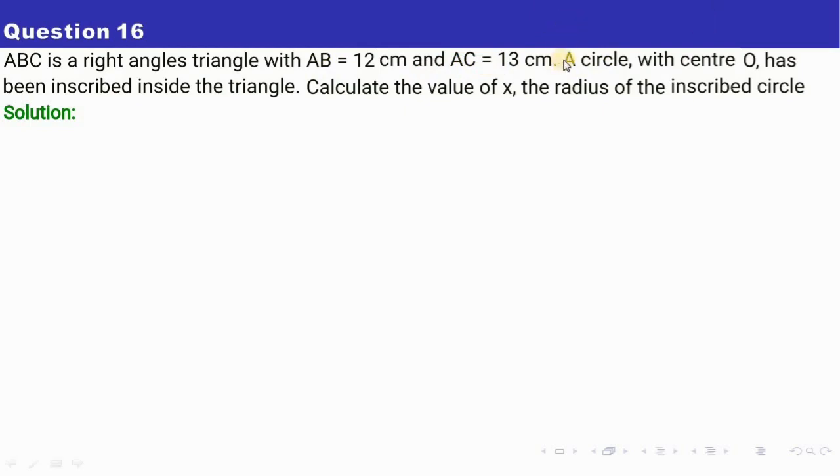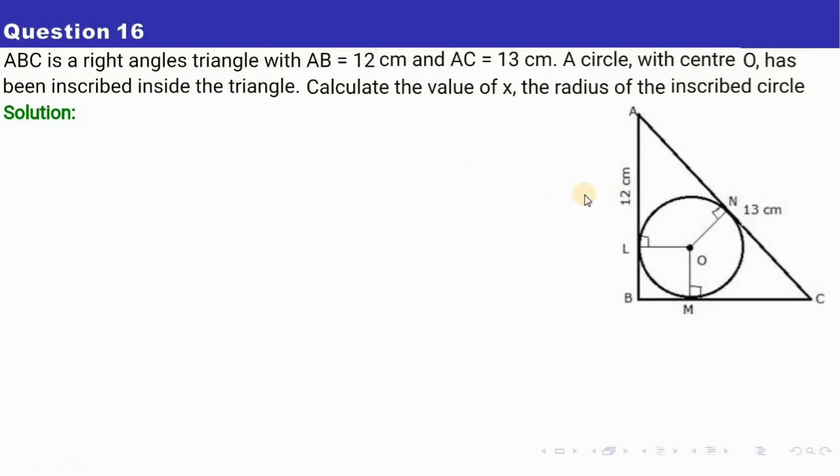Now you are drawing a circle with center O, which is drawn inside the triangle, so inscribed inside the triangle. So what is the figure that is already given here? There's a right angled triangle ABC, and there's a circle inscribed within the triangle. Calculate the value of x. Now what is x? x is the radius of the inscribed circle. So basically the question is asking, find the radius of this particular circle. It is already given to be x, so we need to find the value of x here.